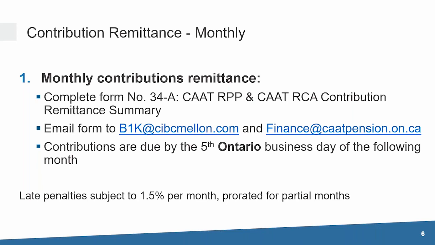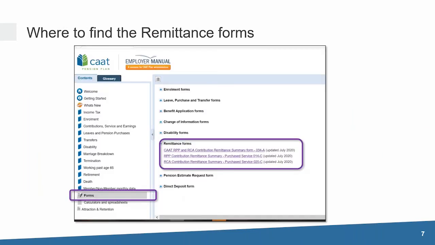If payments are not received by the 5th Ontario business day, it will be subject to a late penalty as specified in the plan text. That late penalty is currently 1.5% per month, and we prorate for partial months. This form, like all other forms, comes with a detailed instructions tab. The next slide is where you can locate the form, as well as a picture of the form.